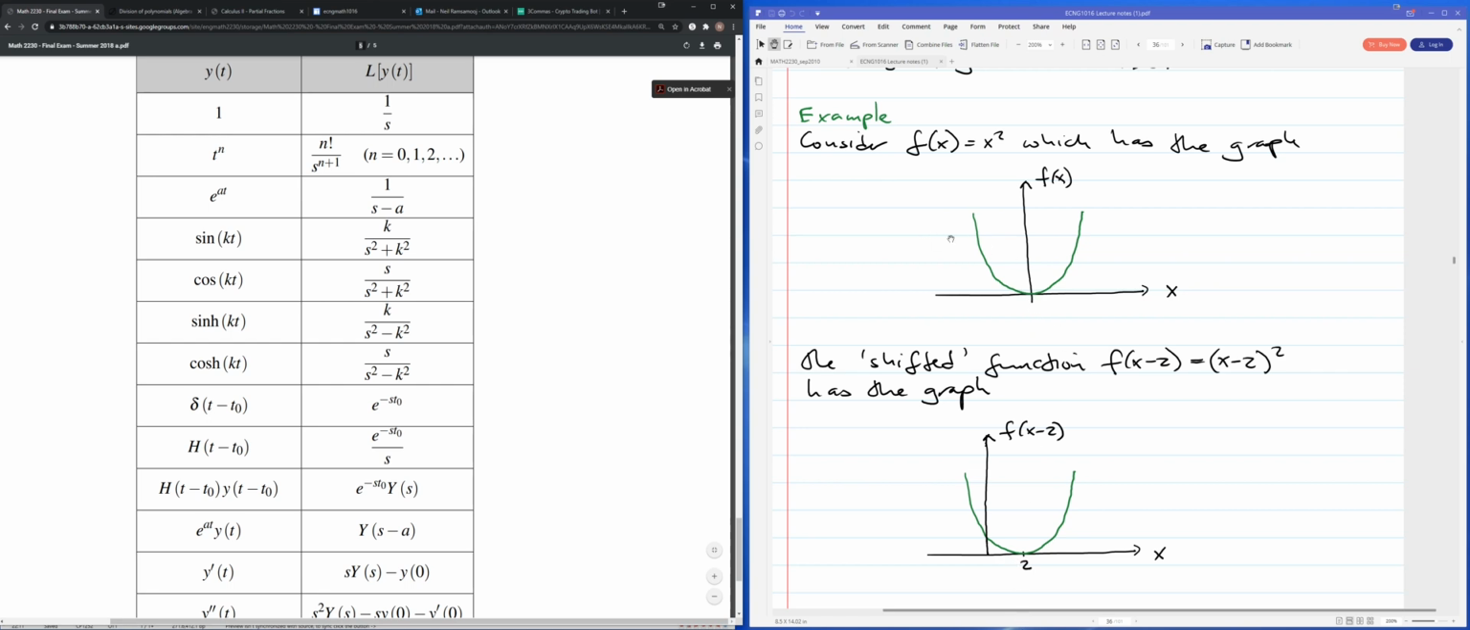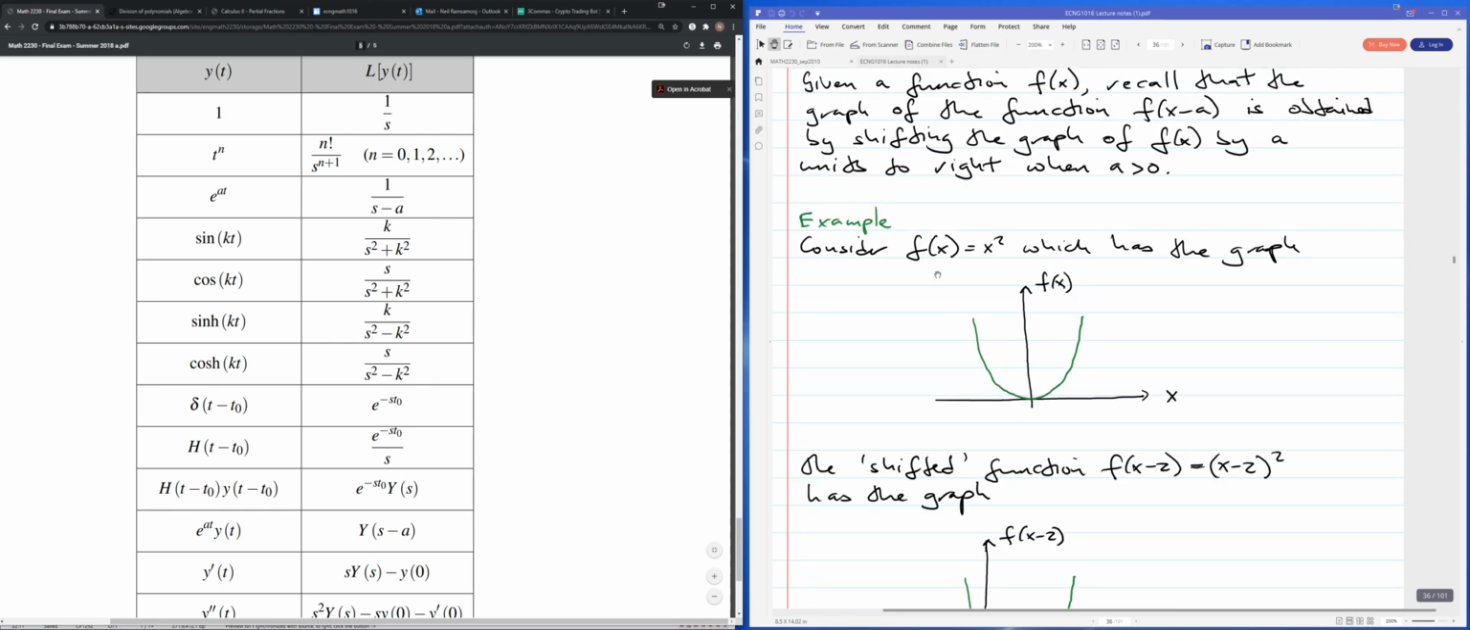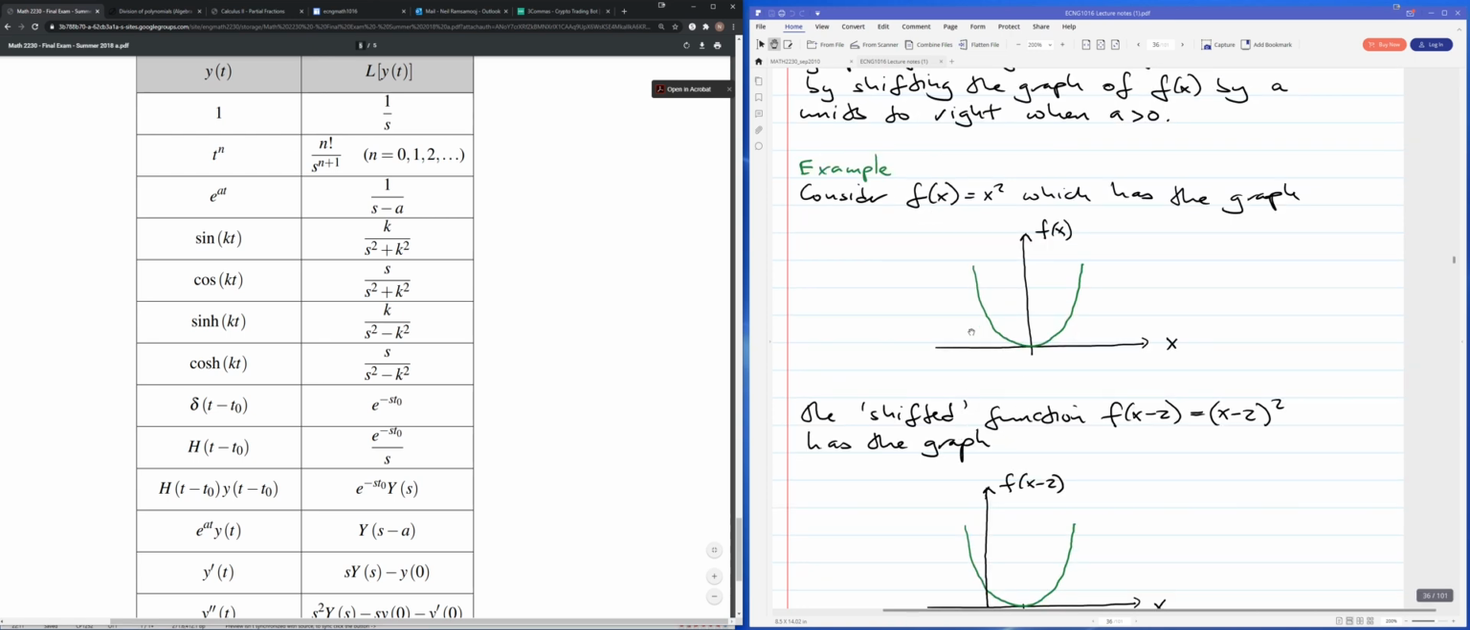Matter of fact, what happened to your entire graph? It got translated to the right by 2 units. So this is one reason why, if you have f of x, you'd call f of x minus 2 a shift of f of x. Because if you look at the graph of the original function, to get the graph of the shifted function, you take the graph of your original function and you shift it by a certain amount of units. The amount of units you shift it by is this 2 over here, the amount in f of x minus 2. So this 2 is telling you how much to shift by.